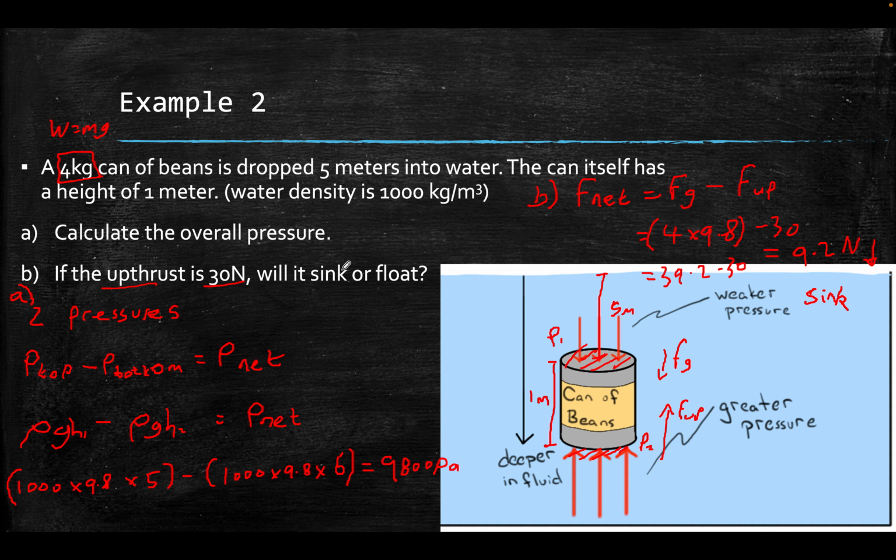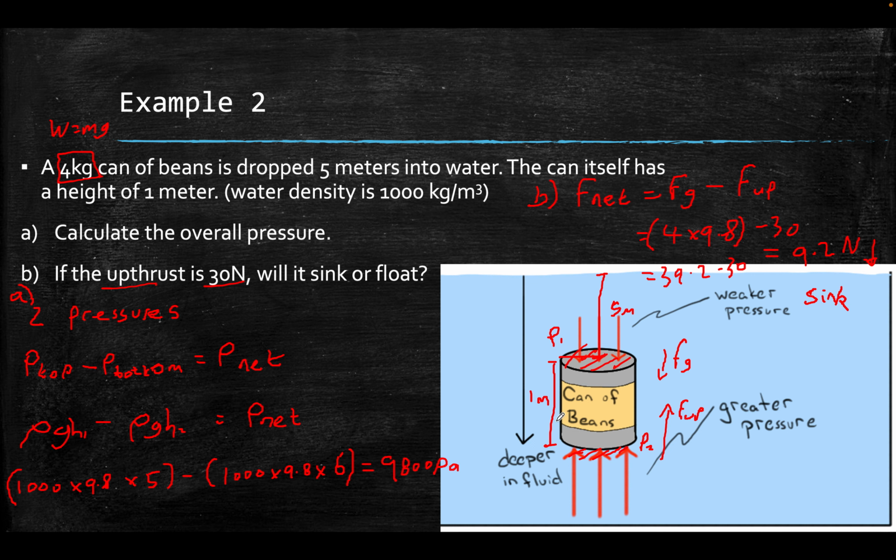So let's see. For part A, we need to find the pressure. So we have two pressures, of the pressure at the top of the can and the pressure at the bottom of the can. We'll calculate the pressure at the top of the can first, and we'll subtract from the pressure of the bottom. So pressure at the top minus pressure at the bottom. That will give me the total pressure. Rho GH1 minus rho GH2. Rho is the same, 1000 times 9.8, times by the first height is 5, minus 1000 times 9.8, and the second height would be 6.